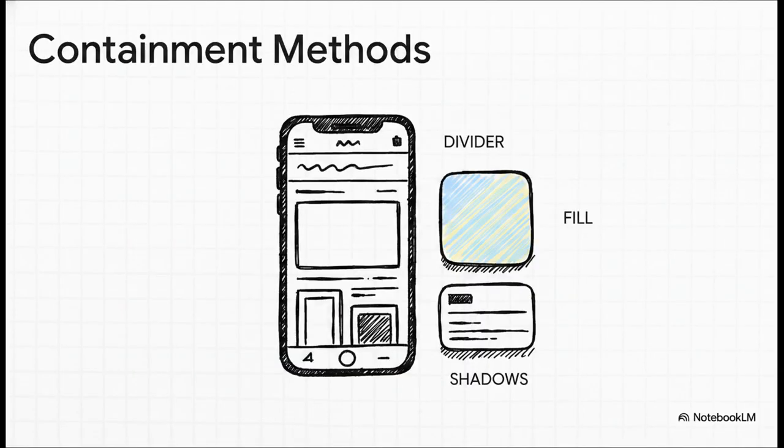All right, next is containment. So if the grid is our building's frame, containment methods are the walls that create the rooms. Simple things, like lines that act as dividers, or putting a border around a section, or even just a subtle shadow. They all act as visual cues. They group related stuff together, which makes the whole interface so much cleaner and easier to navigate.